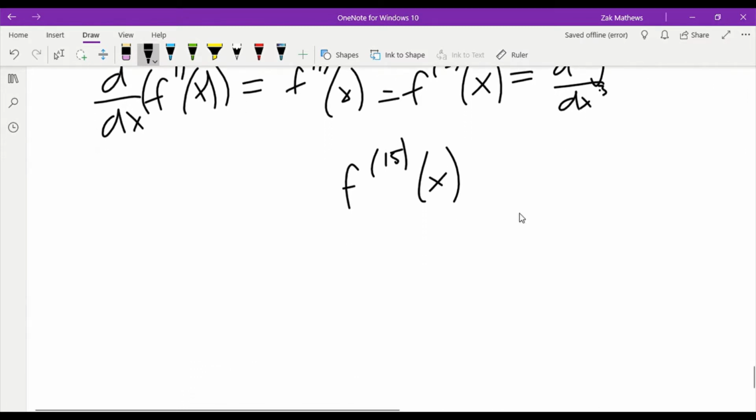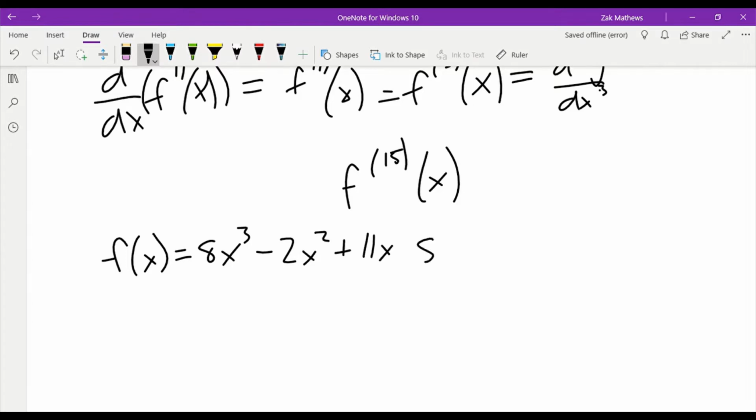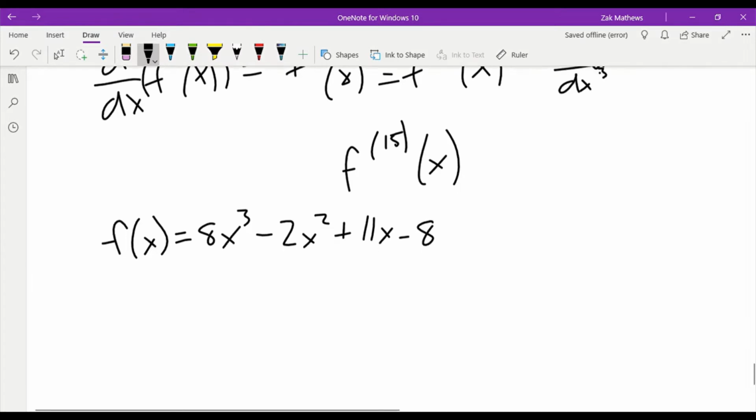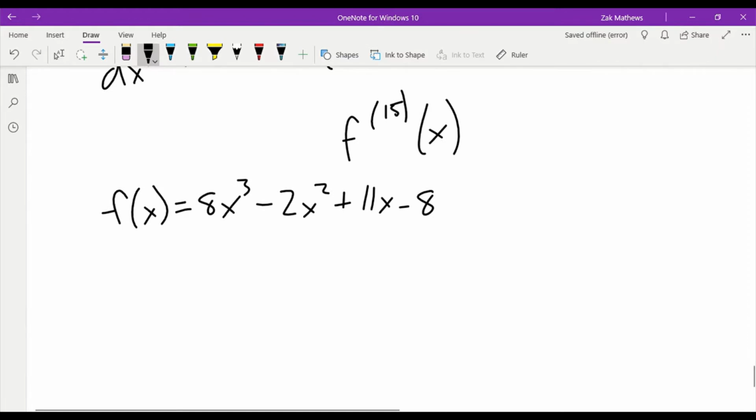So let's just find a function, f of x is equal to 8x cubed minus 2x squared plus 11x minus 8. So I have quite a large function because if I'm going to take derivatives, we're going to use our shortcut rules, or our rules of finding derivatives, the power rules along with our sum and difference rules. But we know each time we use the power rule, that power goes down by 1. So if I start at just a linear equation, it's going to go to 0 pretty quickly.